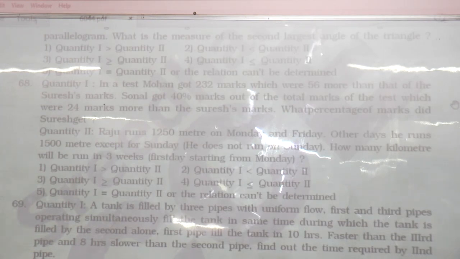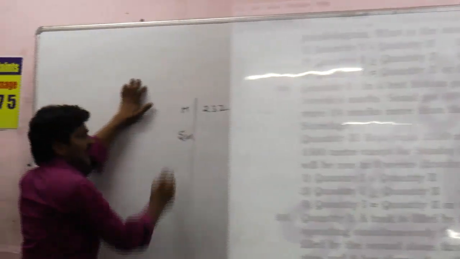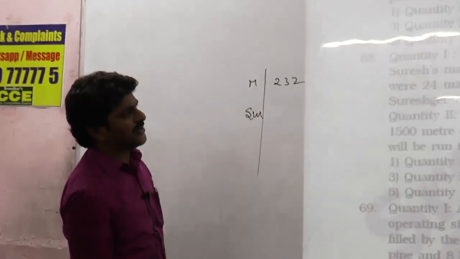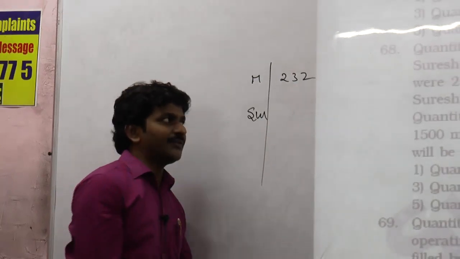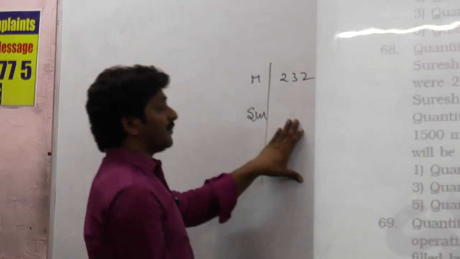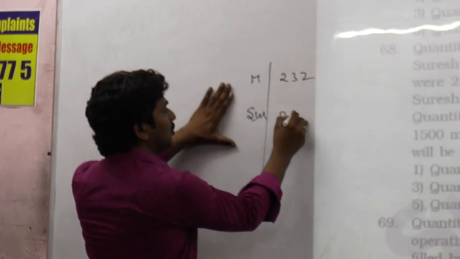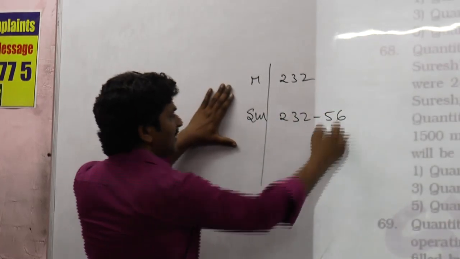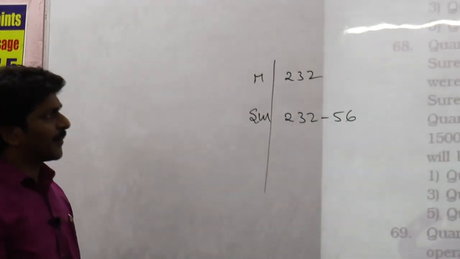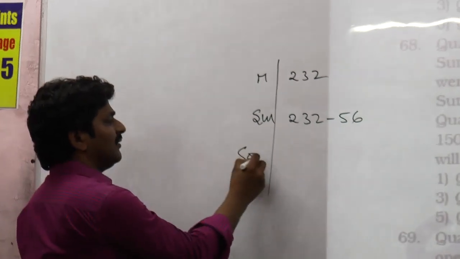Quantity 1. In a test, Mohan got 232 marks, which were 56 more than Suresh's marks. So the number of marks obtained by Suresh becomes 232 minus 56. We'll do that later. Next is Sonal.